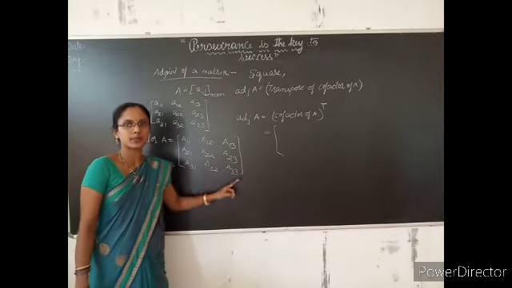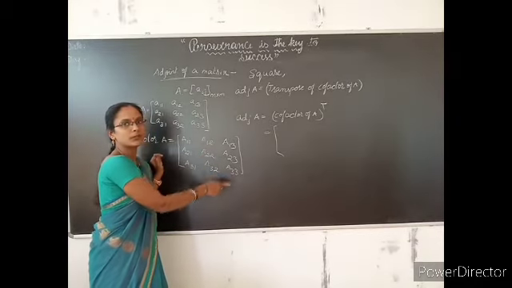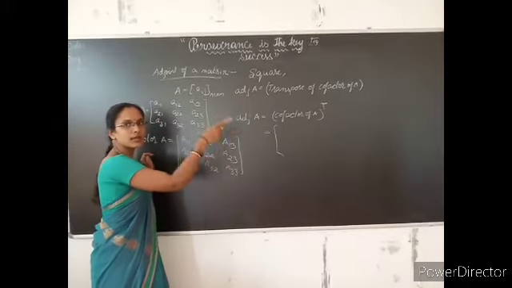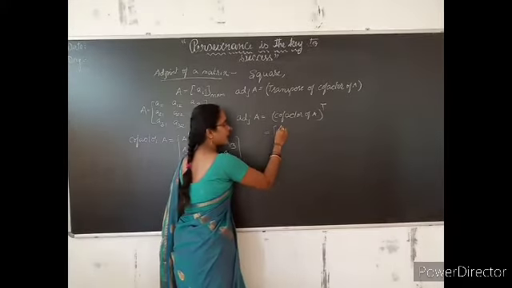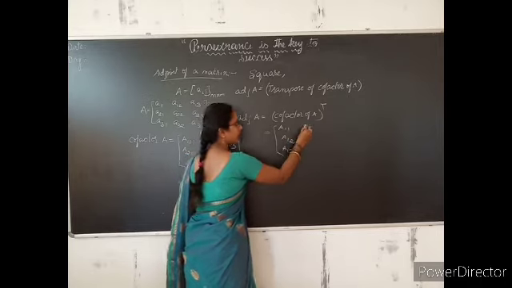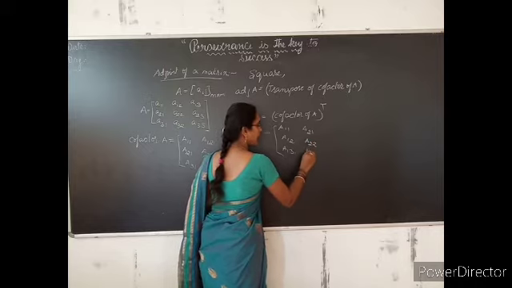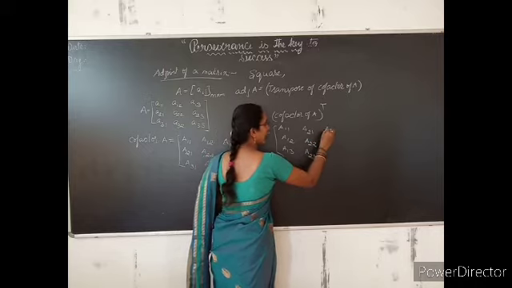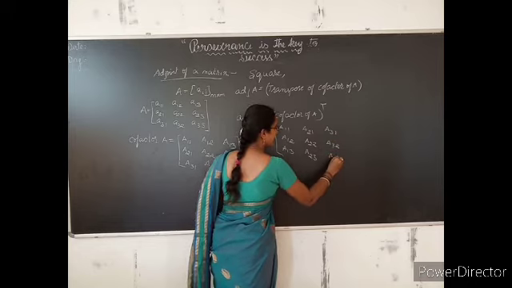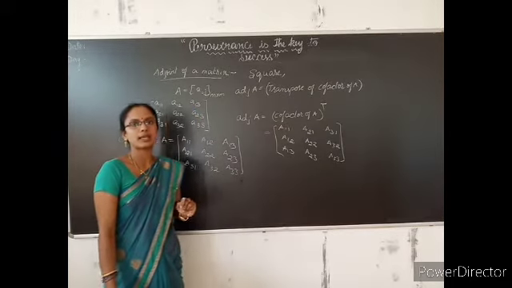You know the transpose of the matrix, that is interchange the rows and columns of the matrix. So I am going to write the rows as a column: A11, A12, A13, A21, A22, A23, A31, A32, A33. So this is the adjoint of a given matrix A.